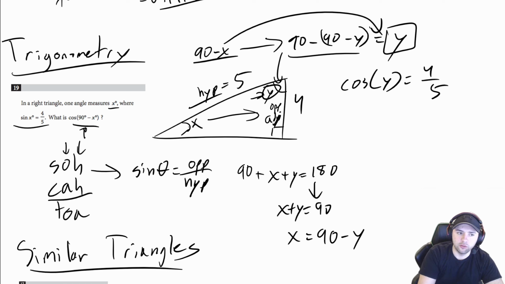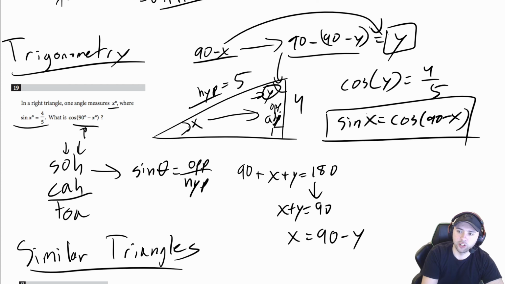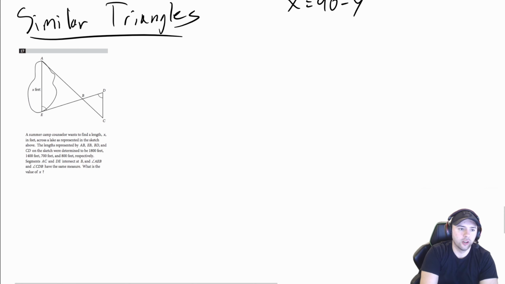Or in general, we know that the sine of x is equal to the cosine of 90 minus x. That's just a fact for right triangles. So basically, they already told us the answer in the question. It's just 4/5. Okay, another topic we need to talk about is similar triangles.